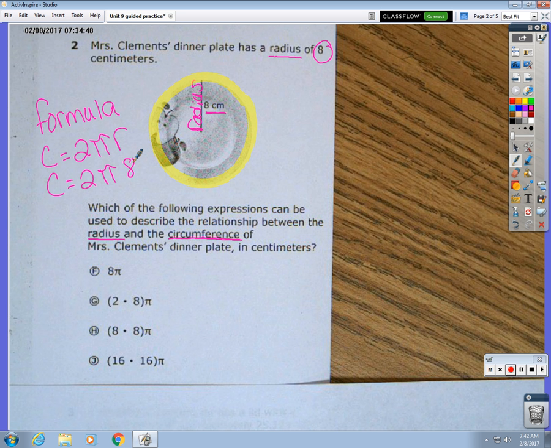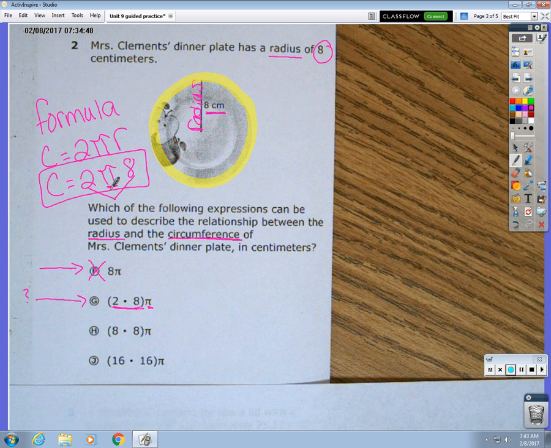So we're going to look at our answer choices. Answer choice F has 8 times pi. Look back at the formula that we just wrote. Are we only multiplying 8 times pi? No, we are also multiplying it by 2. Answer choice G has 2 times 8, and then multiply that by pi. We solve inside of our parentheses first. So this could be a possibility because we're doing 2 times 8, and then we can multiply by pi.